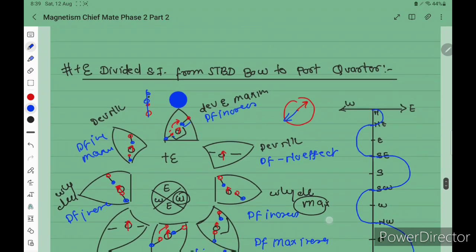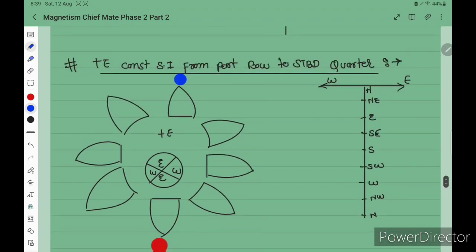Now plus E, constant soft iron from port bow to starboard quarter. Okay, so we make all the cardinal and intercardinal headings, and then we mark the compass. So port bow and starboard quarter, and it is continuous. Okay, so where the line of force enters, it will acquire the blue pole.